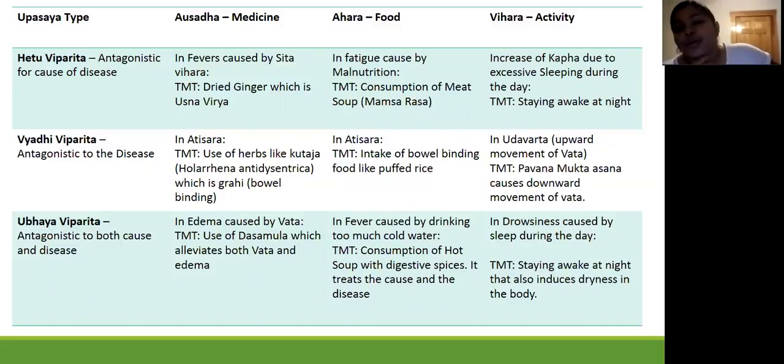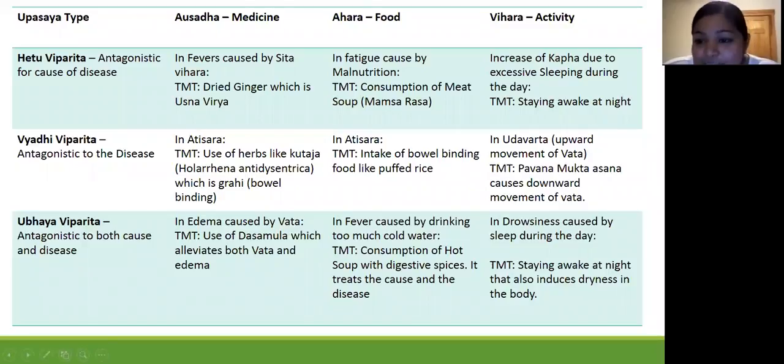So when we have all of these different methods, all of these different factors we can choose from, we can choose ahara, vihara, aushada, or even apart from all of this, we can choose kriya, which is a procedure. Okay? So vihara, or activities that work against the cause of disease. An example of that is an increase of kapha. If there is an increase of kapha due to excessive sleeping during the day, the treatment for that would be staying awake at night. Okay? Because you're trying to address the actual cause for the condition.